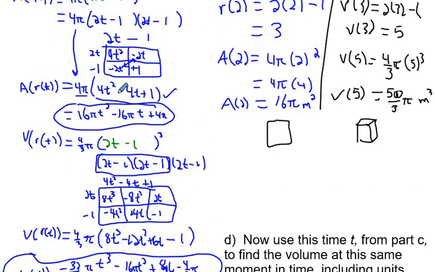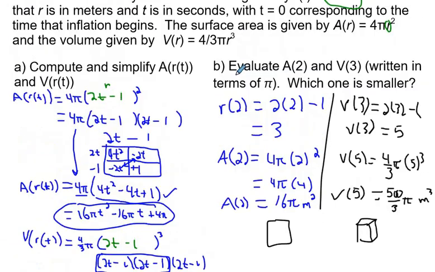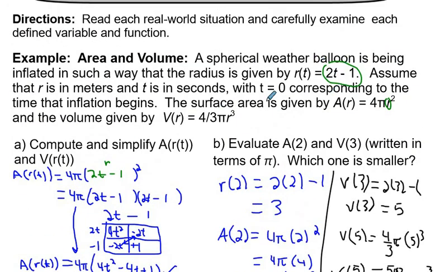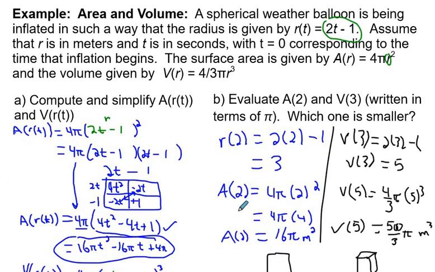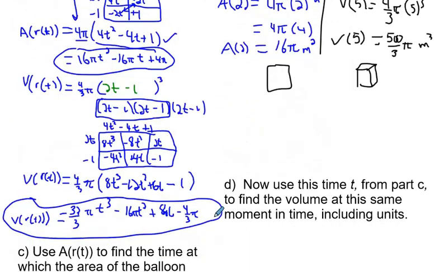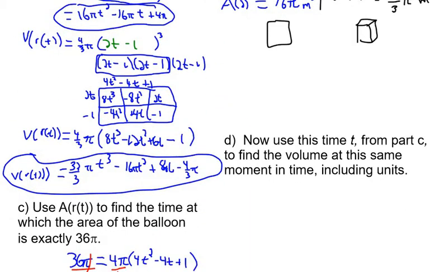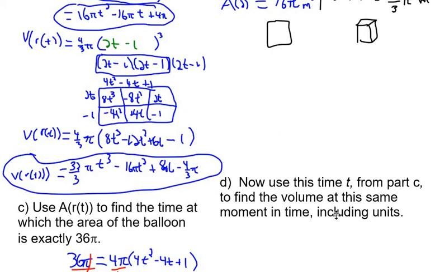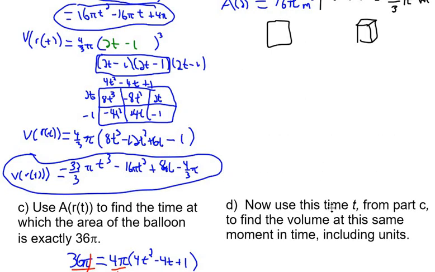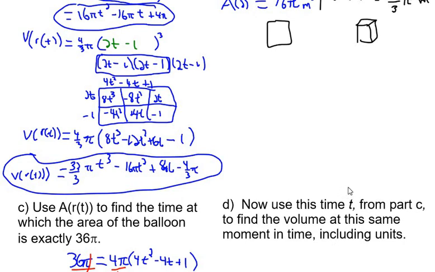Now keep in mind that model also uses the fact that the radius is this. So that shows you what the composite nature is. It's a compounding thing. So that's interesting how it actually solved 2 problems at once. Okay, so now use this time from part C to find the volume at the same moment.